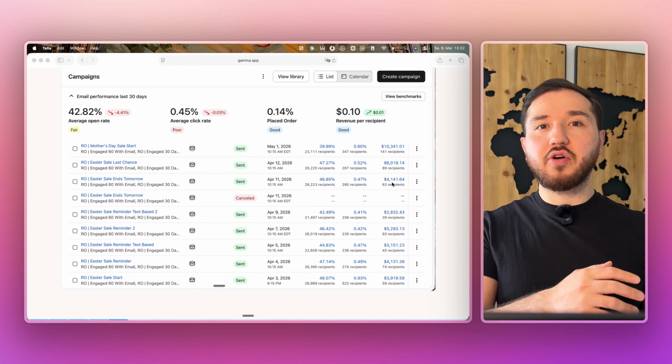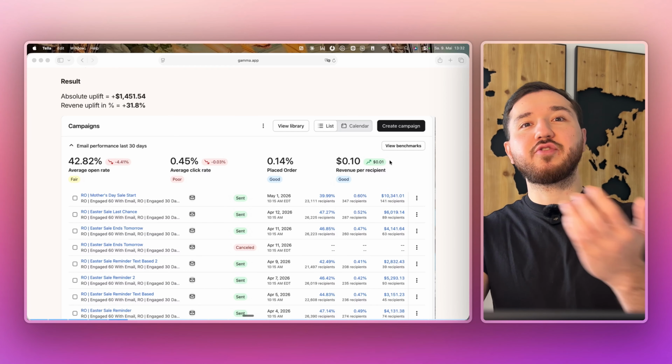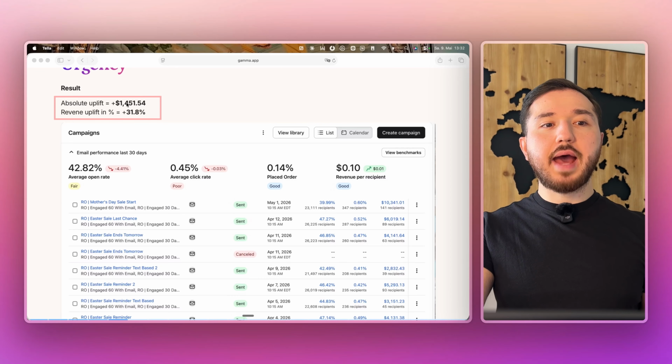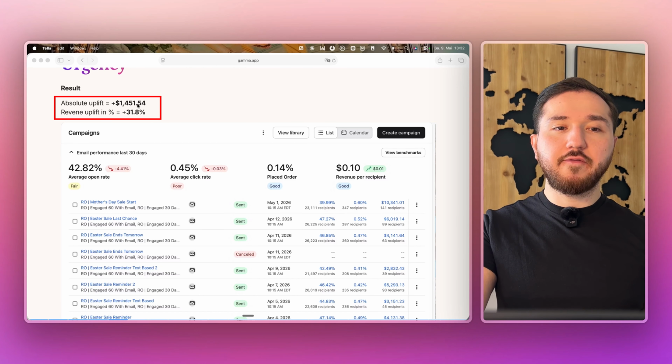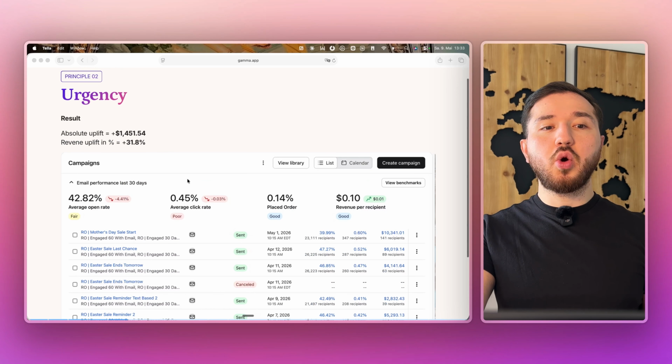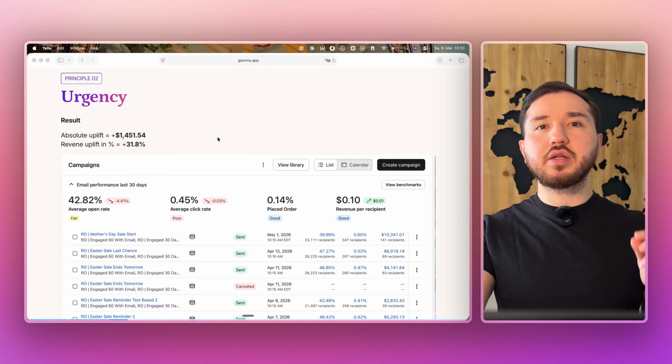Because we have maximized on urgency. Either you buy today and you save this much, or you have to pay full price tomorrow if you wait until then. And so the absolute uplift was around $1,400, and the revenue uplift from this email compared to all the other emails was $1,400. So urgency is a very vital part, or should be a vital part, of your email marketing strategy.